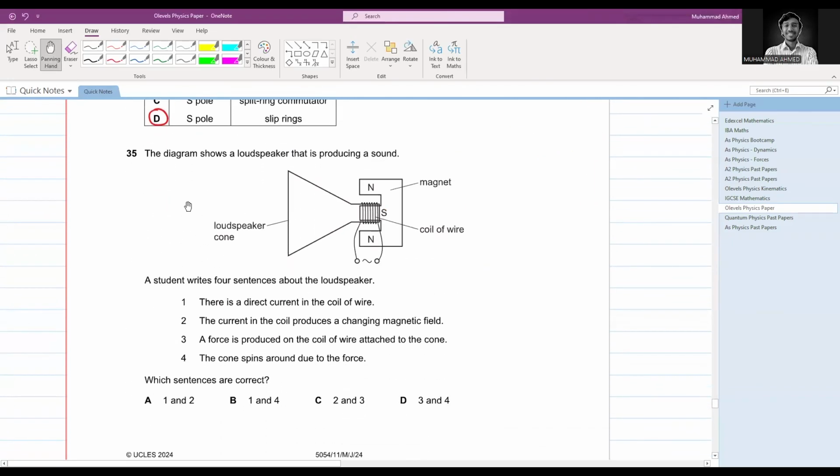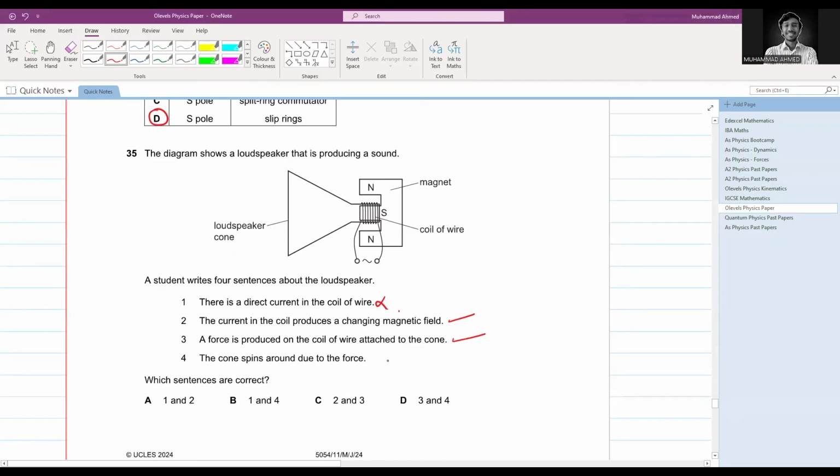The diagram shows a loudspeaker that is producing a sound. A student writes four statements about the loudspeaker. There is a direct current in the coil of the wire. Absolutely incorrect. Loudspeaker always works on an AC current. The current in a coil produces changing magnetic field. Yeah, this is correct. A force is produced on the wire of the coil attached to the cone. Yeah, this is also correct.